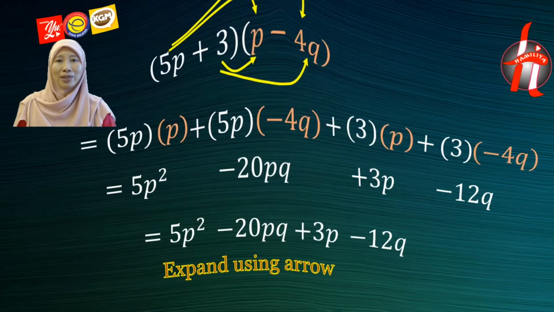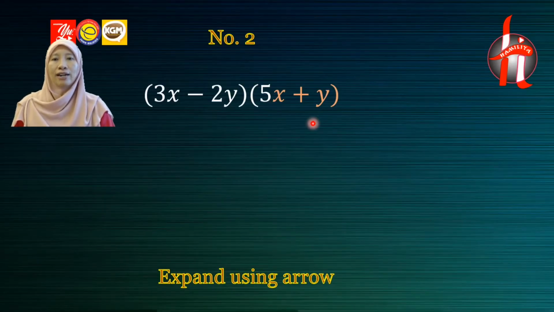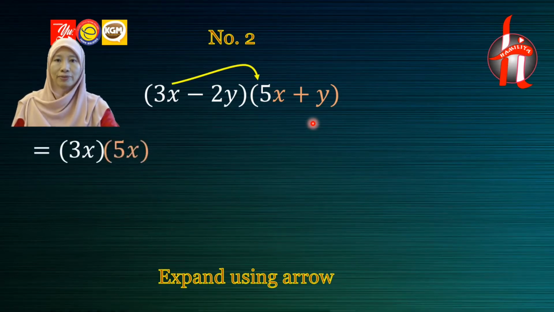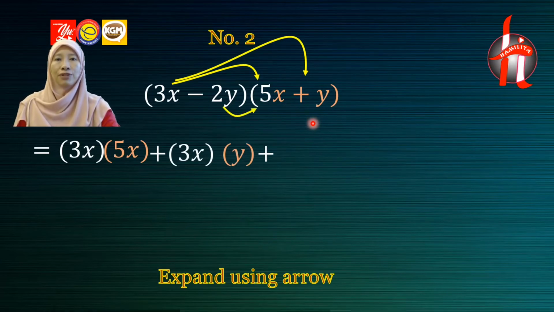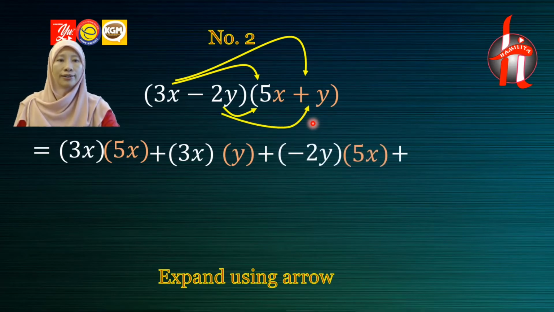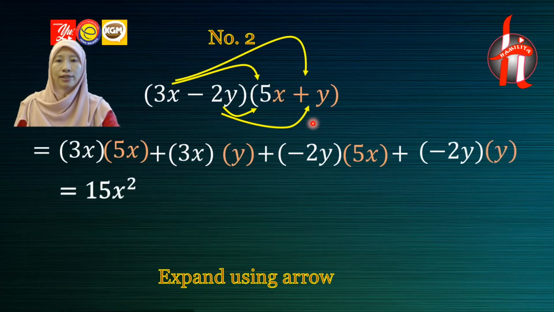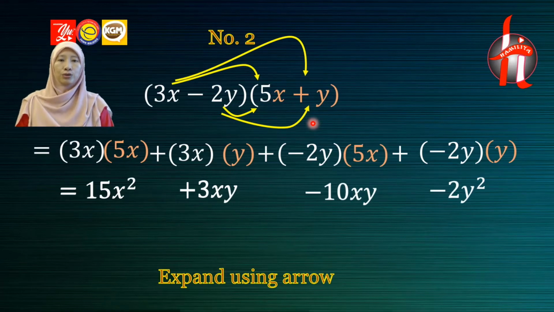Let's see example number 2. Now we have 3x minus 2y multiply 5x plus y. 3x multiply 5x and 3x multiply y. After that, we take negative 2y multiply 5x and negative 2y multiply y. So we get 15x squared plus 3xy minus 10xy and minus 2y squared.